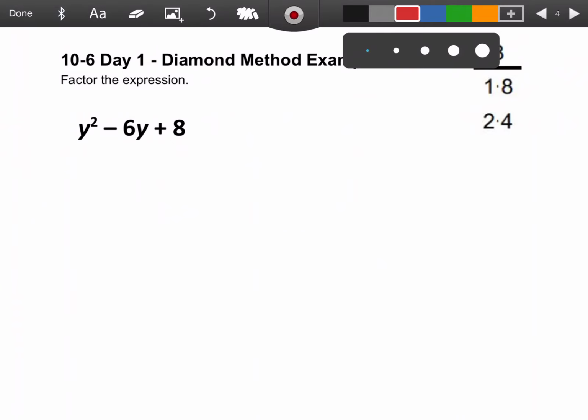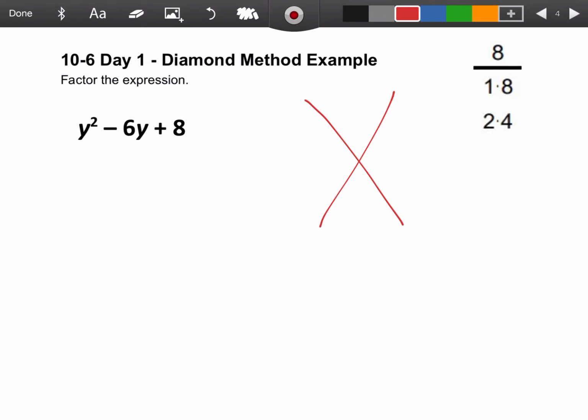We have y squared minus 6y plus 8, so I'm going to create my diamond again. It's going to be a positive 8 up there and a negative 6 down here. So we have to find two numbers that multiply to 8 but add to negative 6. Now, in this case, we're still going to use 2 and 4, but in this case, they both have to be negative, because a negative times a negative is going to equal a positive.